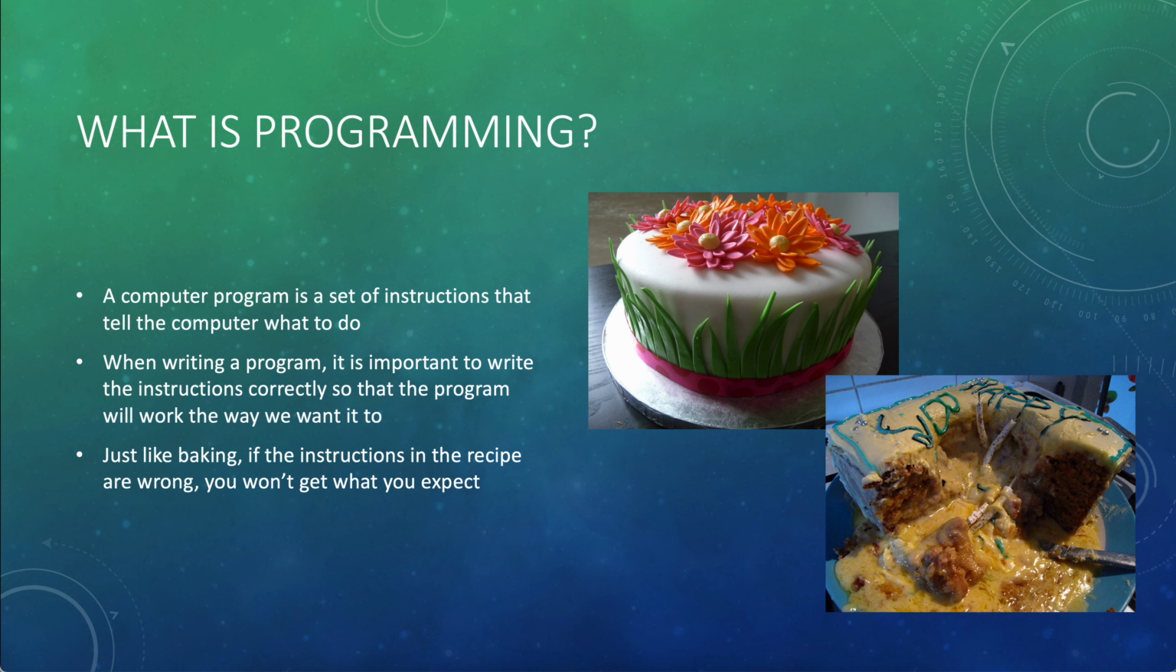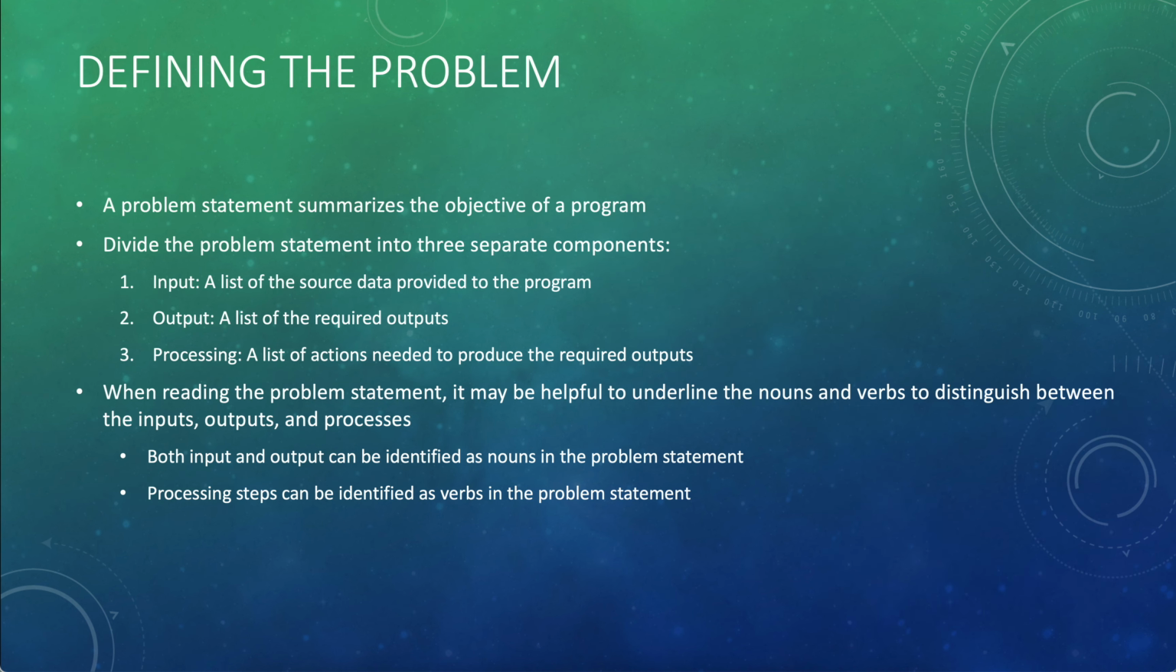So how do we do that? Well, the first thing we have to do is understand, what problem are we trying to solve? So a program problem statement summarizes the objective of the program. So what do we want the program to do in the first place? What is the problem that we're trying to solve? When you read a problem statement, it's helpful to divide it into 3 separate components.